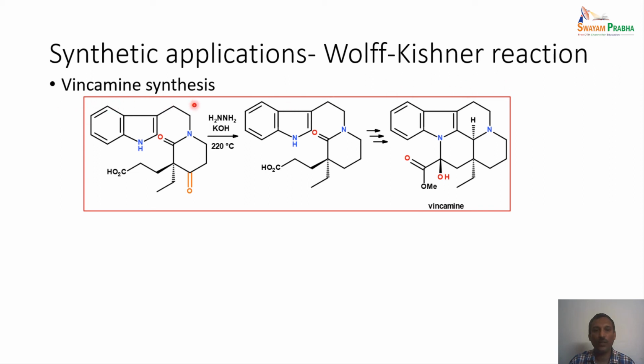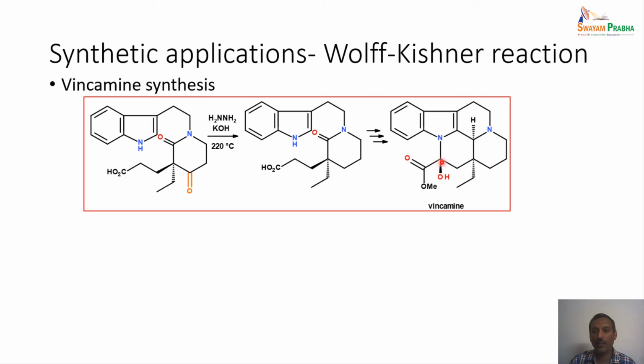So we can see the vincamine synthesis as shown here. In this particular case we have a carbonyl unit on this one, and we also have another carbonyl unit. This is basically the lactam unit, and this carbonyl is not reduced in the final product after the Wolff-Kishner reduction. The Wolff-Kishner reduction only reduces the single carbonyl, as shown here, this ketone is the only thing which is reduced. After multiple steps this leads to the vincamine product.